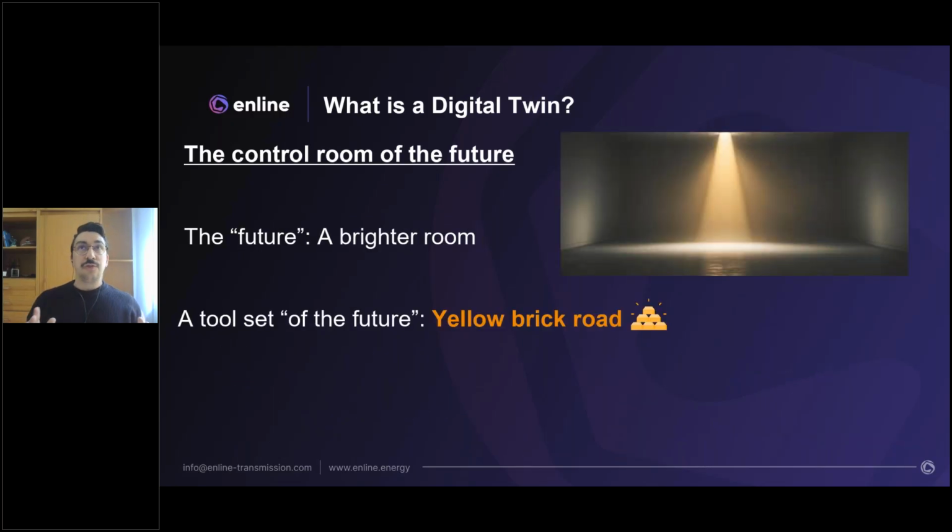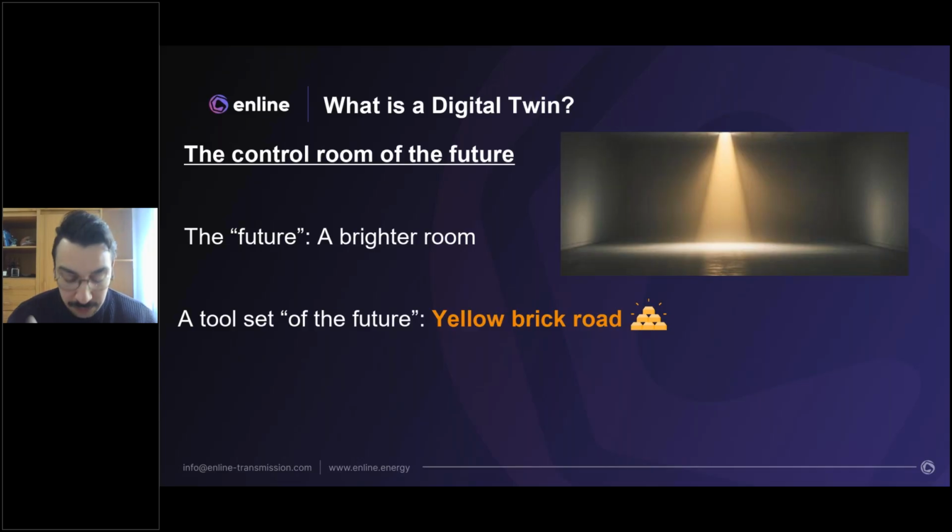So now let's look at the future. And by the future, I mean applying the philosophy of digital twin that I just described in order to create a brighter room. Let's say now that you want the power system to be as available as possible, all variables as available as possible for you. Kind of illuminate the room with digital tools.